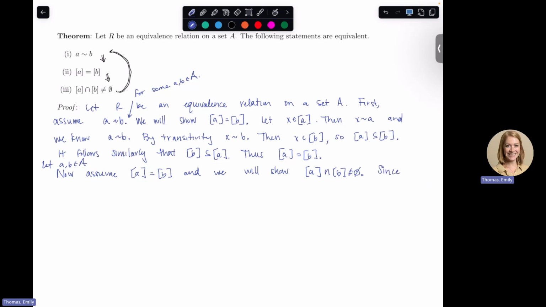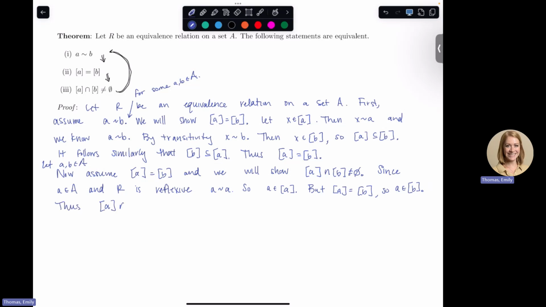Okay, so since A is in A and R is reflexive, because it's an equivalence relation, A is related to itself. So A is an element in the equivalence class of A. But the equivalence class of A is equal to the equivalence class of B, so A is in the equivalence class of B. Thus, the equivalence class of A intersected with the equivalence class of B is not empty.